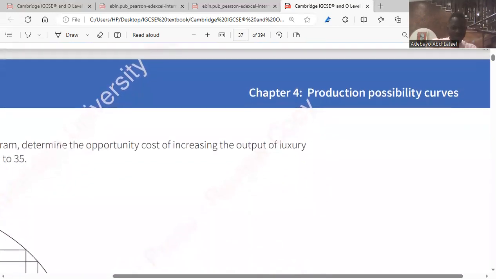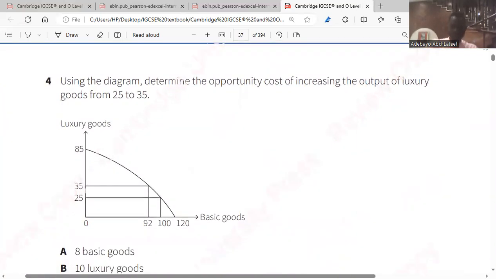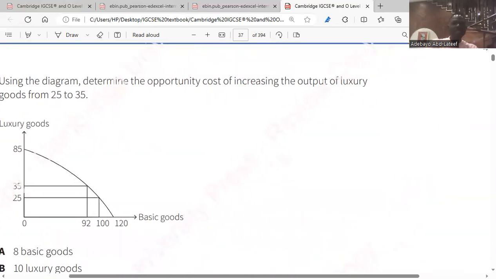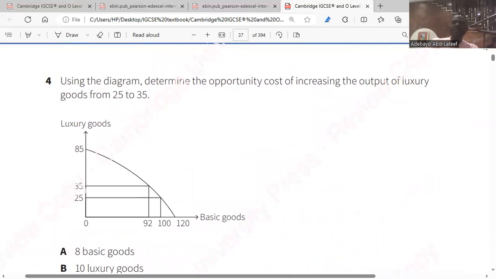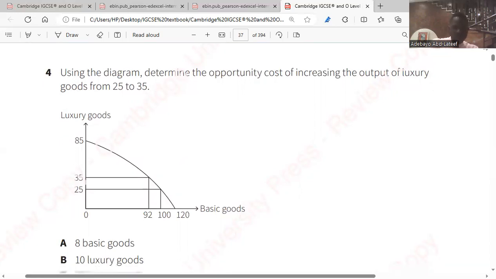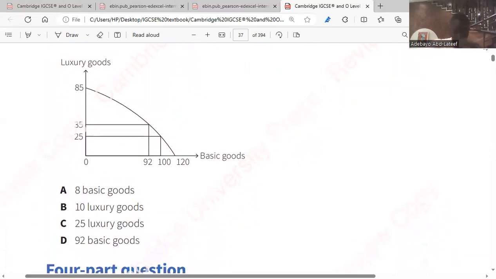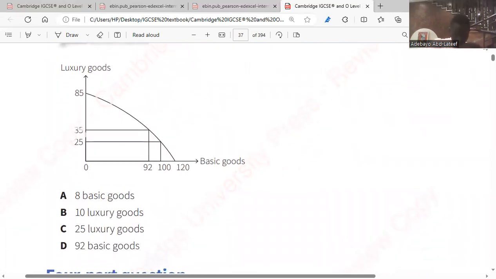So the last question. Do you have another question there? Okay. Question 4. It said, using the diagram, determine the opportunity cost of increasing the output of luxury goods from 25 to 35. If you are increasing output of luxury from 25 to 35, what is the opportunity cost? Well, the cost is the basic goods. How many basic goods? From 25 to 35.